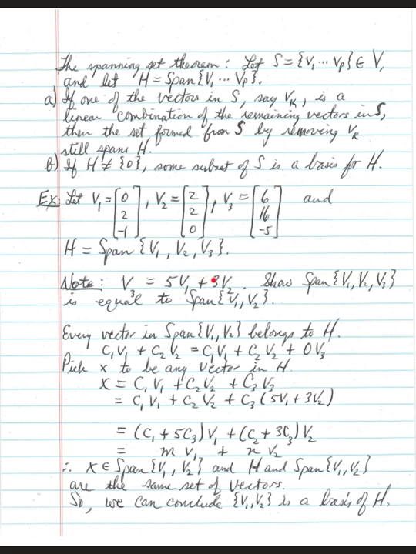Since V3 is a linear combination of the first two, we can show that the span of those three vectors up here is equal to the span of just the first two. Now how do we do that? Every vector in the span of V1, V2 belongs to H because H is the span of all three. We can write C1V1 plus C2V2 as C1V1 plus C2V2 plus 0 times V3.